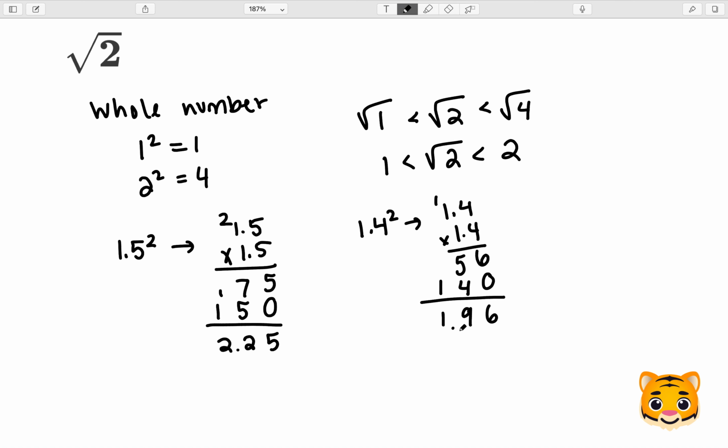As you can see, 1.96 is very close to 2. Therefore, we can estimate the square root of 2 as approximately 1.4.